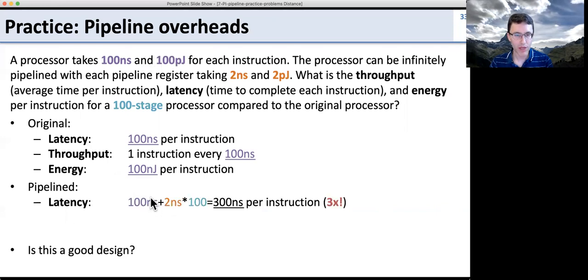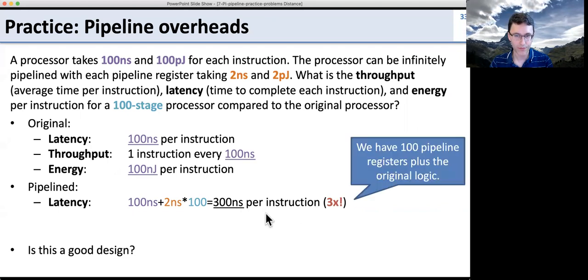So if we pipeline it, we have the 100 nanoseconds. That's the original time it took to do the instruction. Plus we have 2 nanoseconds of pipeline registers times 100 pipeline stages. So it's 300 nanoseconds per instruction. So that means each instruction takes 3 times as long to finish.